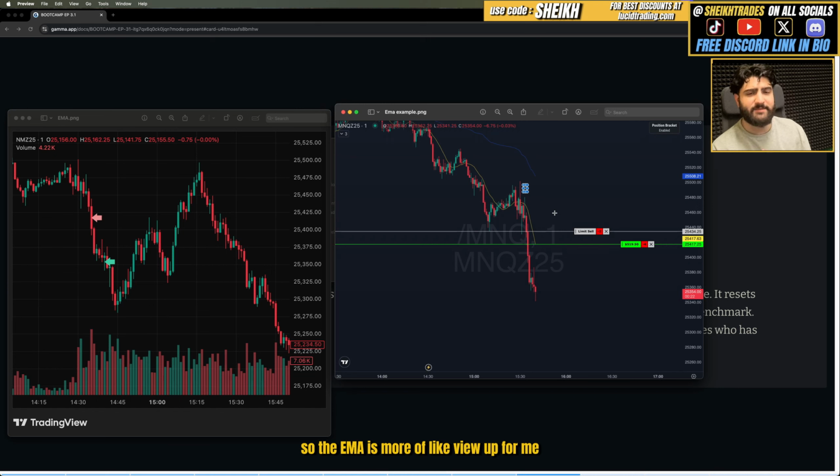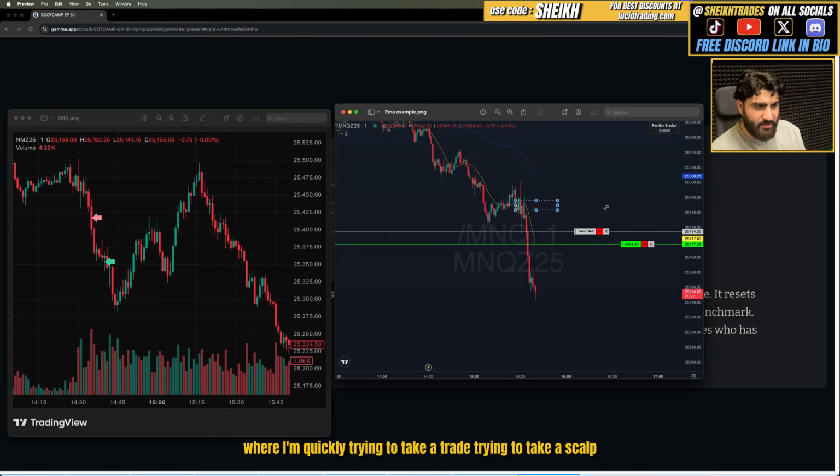So the EMA is more like VWAP for me. I don't really base my whole buys on it, but within a small time frame, just like this, where I'm quickly trying to take a trade, trying to take a scalp. Let's say I was short here on this 1 minute bar break. If I took that trade, I would have known that I want to risk above the EMA, because if it goes back above the EMA, I have no business shorting there.